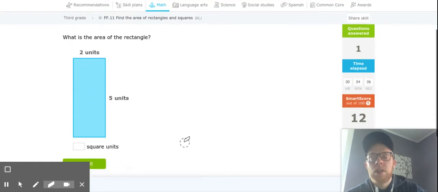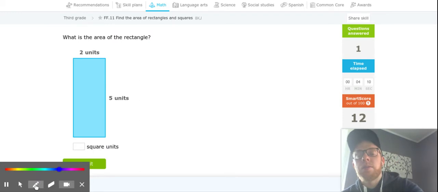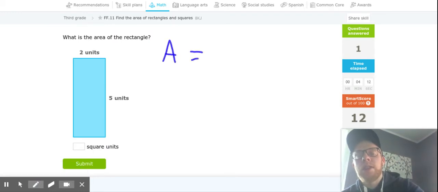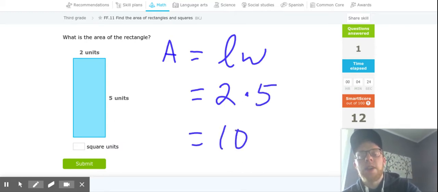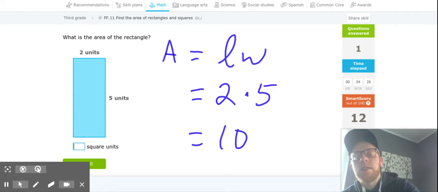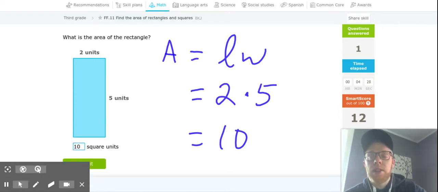So we're going to go ahead and erase our screen, and we're going to try another one. So remember, our formula, and we always want to start by writing it, is length times width. So we know that our length, in this case, we're going to say is 2, and our width is 5, and we know that 2 times 5 is 10. So we're going to go ahead and type in 10.